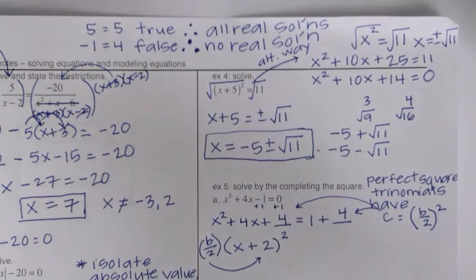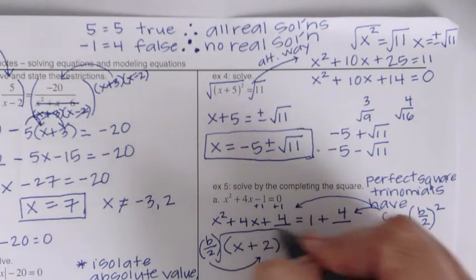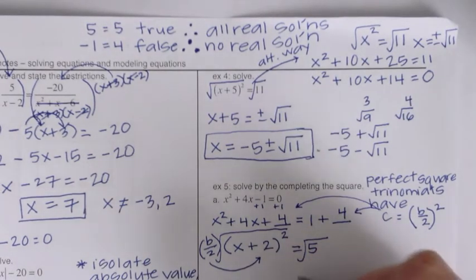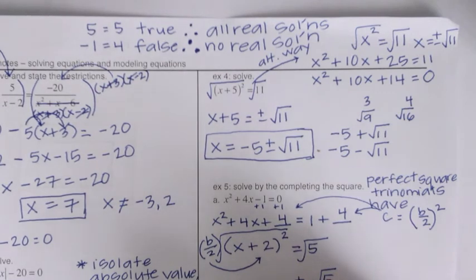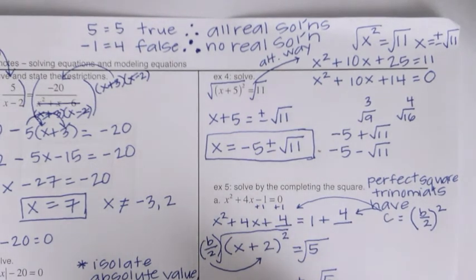So that always works out, equals 5, and then I square root, and I get x plus 2 equals plus or minus root 5. So x equals negative 2 plus or minus root 5. And those are my two solutions for that, and I did complete the square.